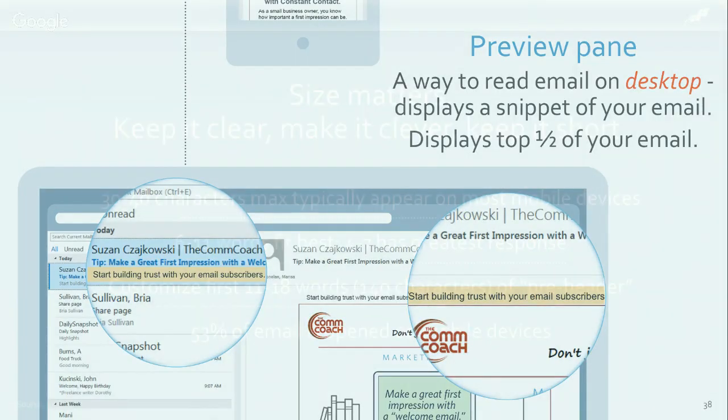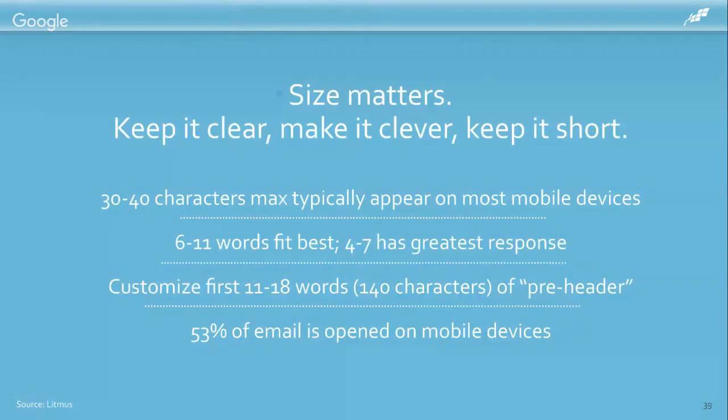So in general, here's what you need to know when you're formatting your messages. When you're thinking about subject lines, keep it clear. Use the clever tips that we've talked about before, but also keep it short. For the main message or the main content of your pre-header text, 30 to 40 characters max will typically appear on most mobile devices. If you need a rule of thumb, 6 to 11 words will fit best, and 4 to 7 words has statistically the greatest response. And that's from Constant Contact, looking at hundreds of thousands of messages.